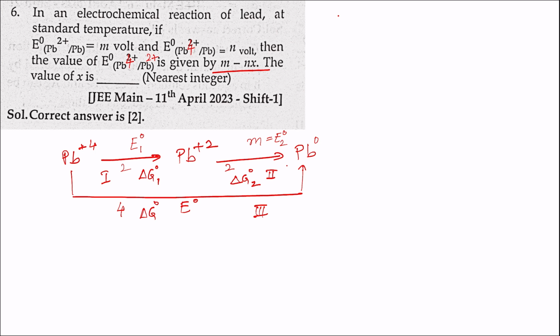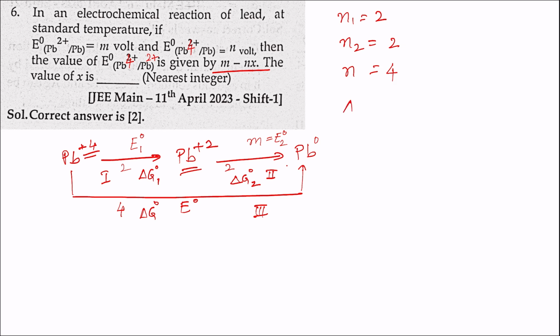Number of electrons involved in step 1, N1, is equal to 2 electrons, as lead changes from plus 4 to plus 2 oxidation state. So decrease in oxidation state is by 2, so it accepts 2 electrons. For step 2, number of electrons involved is N2, which is equal to 2 electrons. Here lead changes from plus 2 oxidation state to 0 oxidation state. For step 3, the number of electrons involved is 4, as lead changes from plus 4 oxidation state to 0 oxidation state, so it accepts 4 electrons.